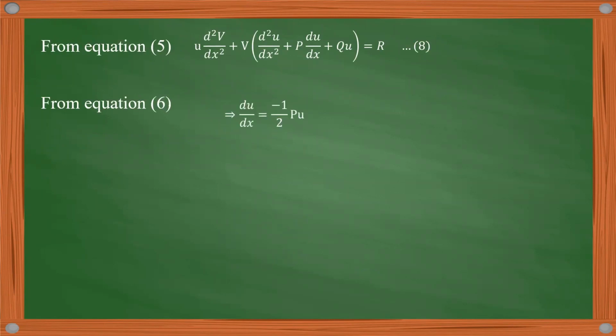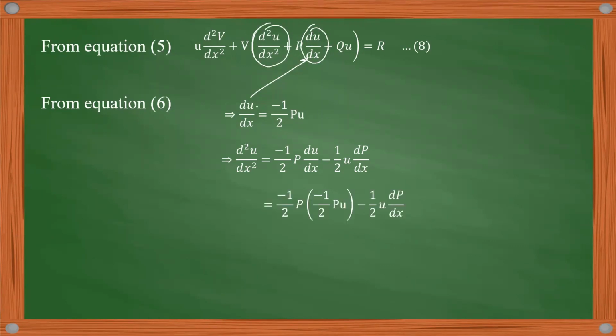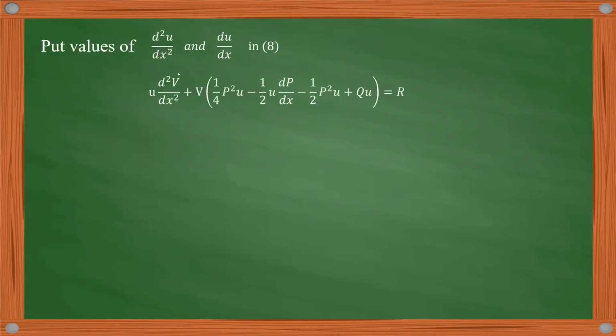Now from equation 6, we know that du by dx is equal to minus 1/2 into pu. So we can substitute that value here. But again, we need to substitute the value in this place also, so we differentiate this term again with respect to x one more time. We need to make substitution for du by dx as well as for d2u upon dx2. So after making this substitution, our final equation will be: u into d2v by dx2 plus v times this whole term, and that is equal to r.